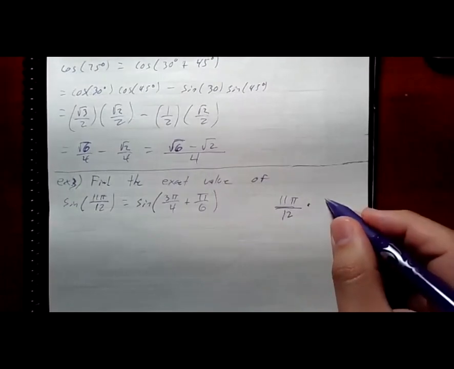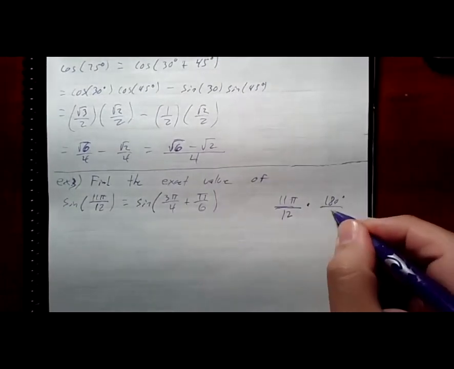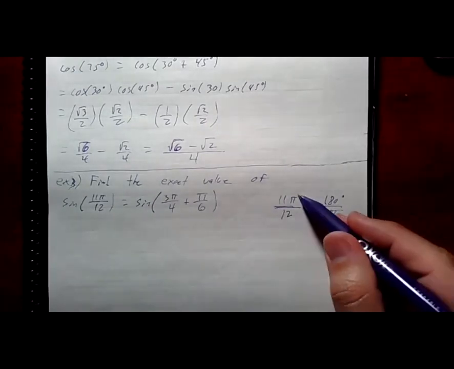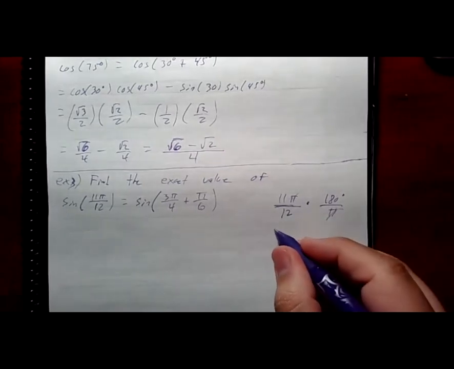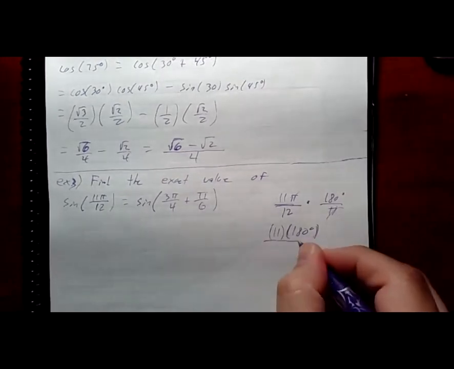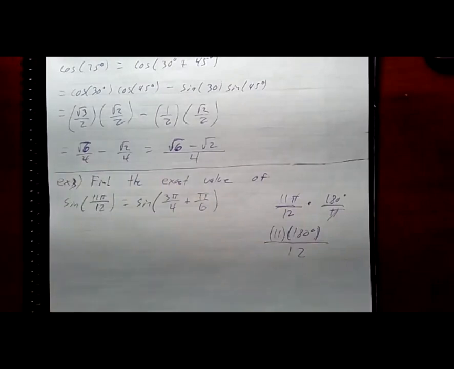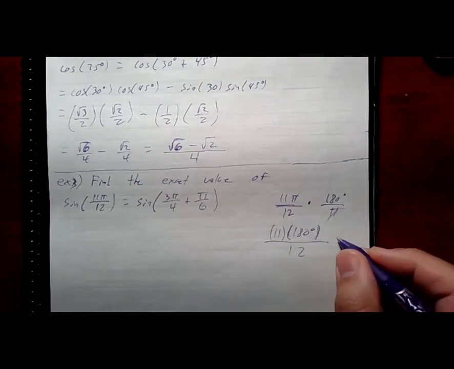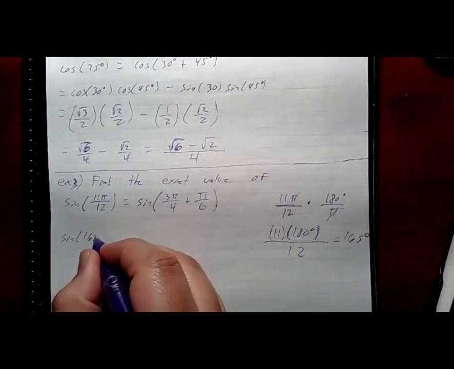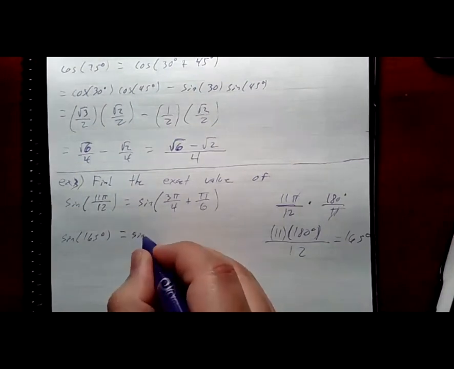it's just convert it. Convert it into degrees by multiplying by the conversion factor. This will cancel. We get 11 times 180 over 12. What does that reduce to? I got 165. So now, is this easier to break up? What two numbers would you choose that are on the circle?